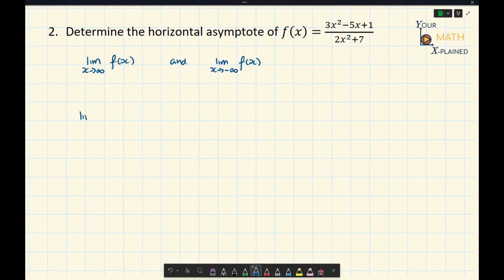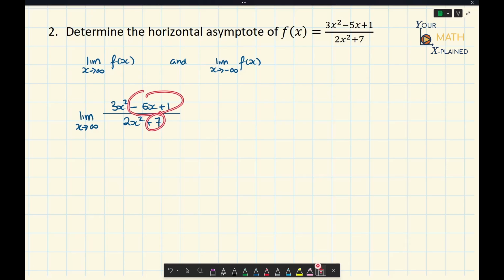So that means we're going to find the limit as x approaches infinity of 3x squared minus 5x plus 1 over 2x squared plus 7. So first of all, intuitively, if x is a really large number, we can see that the terms 3x squared and 2x squared are going to take over, and that these other terms don't really make a difference.